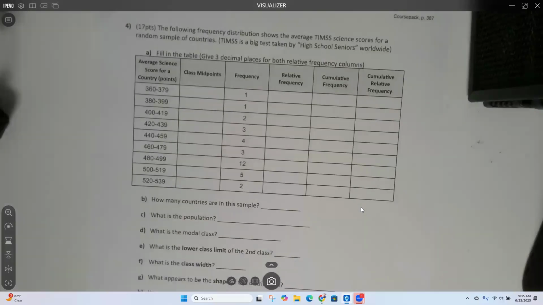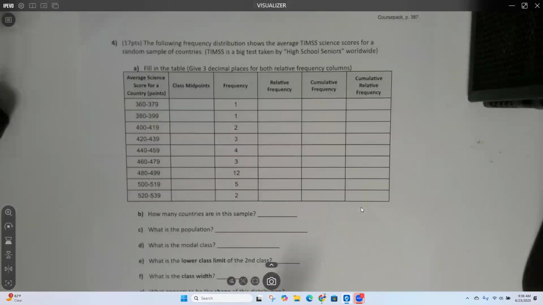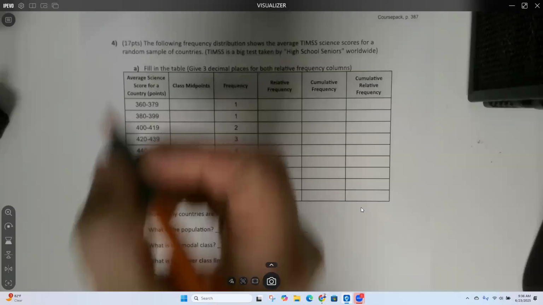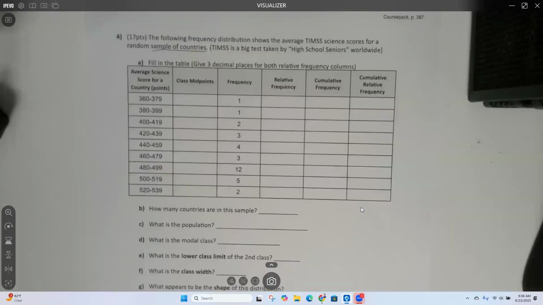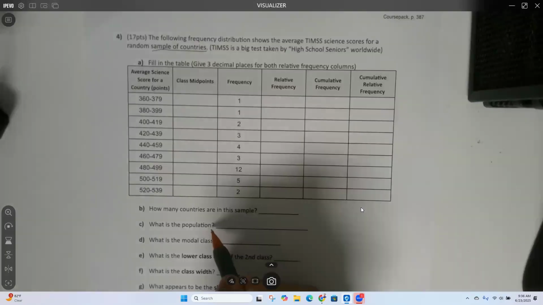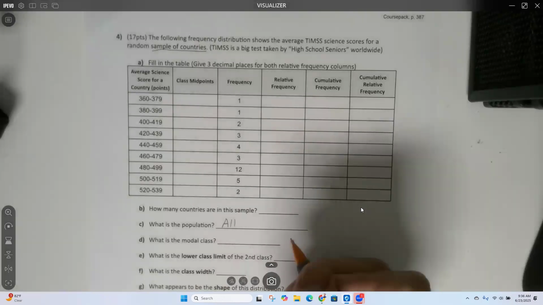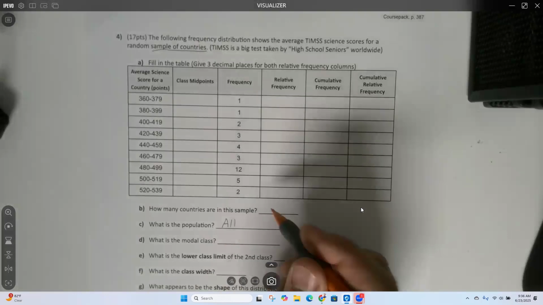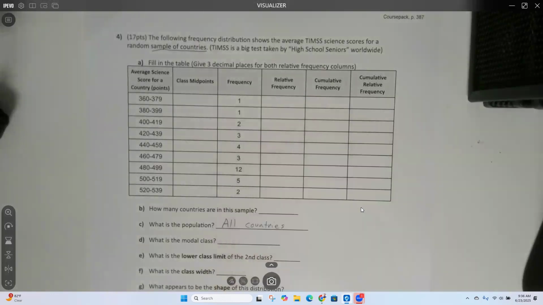On page 387, the following frequency distribution shows the average TIMSS science scores for a random sample of countries. So this is my sample, a sample of countries. When they ask what the population is, it's related to your sample. The population is just all whatever. So if you write that the sample is a sample of countries, then the population is all countries. Hopefully that makes sense.